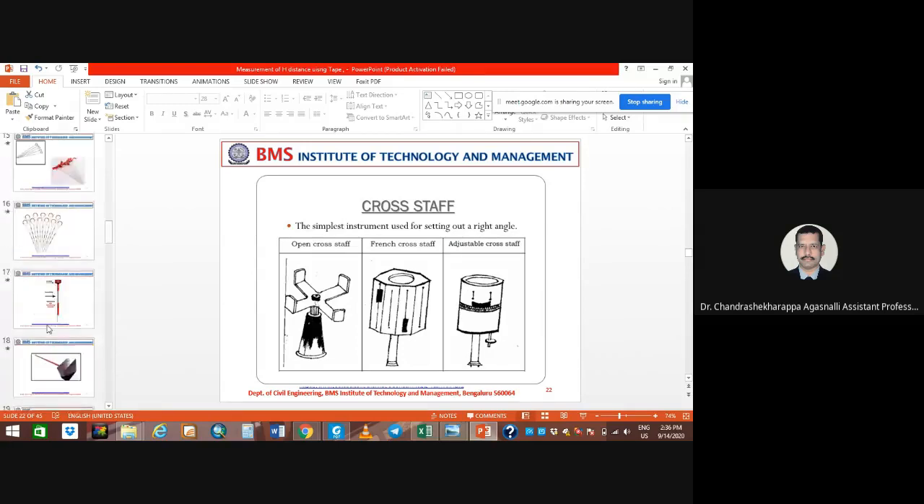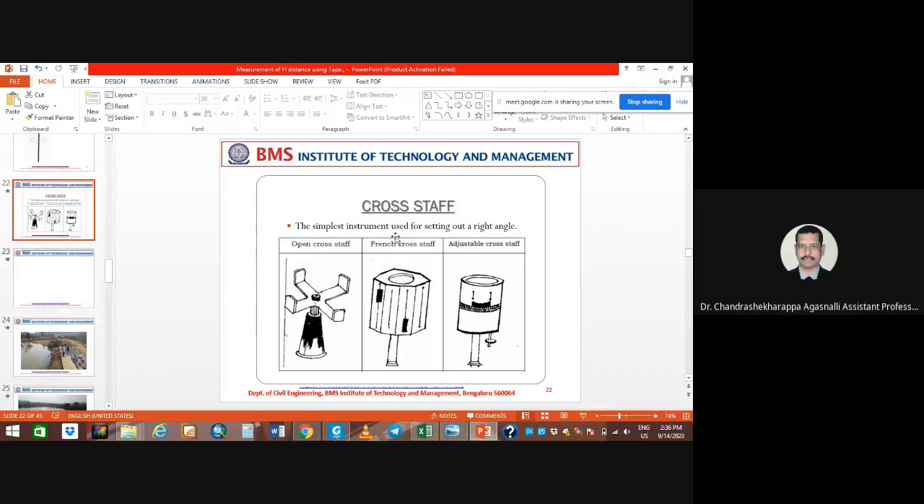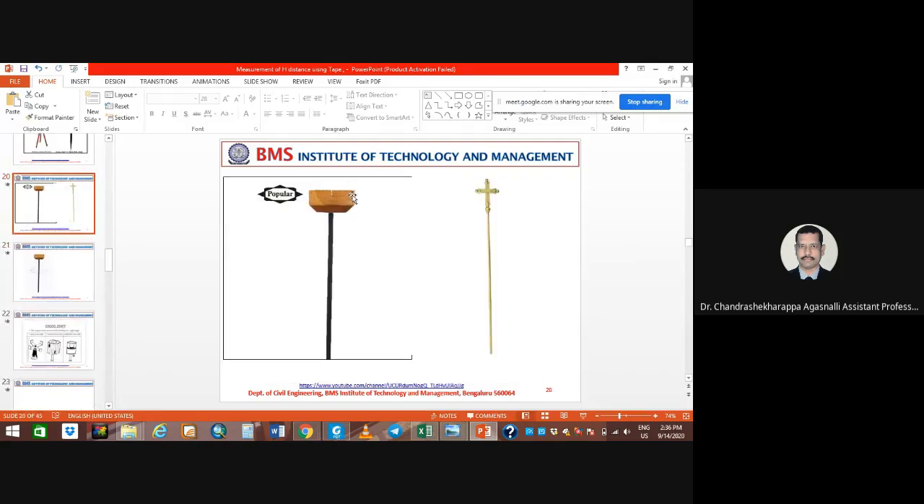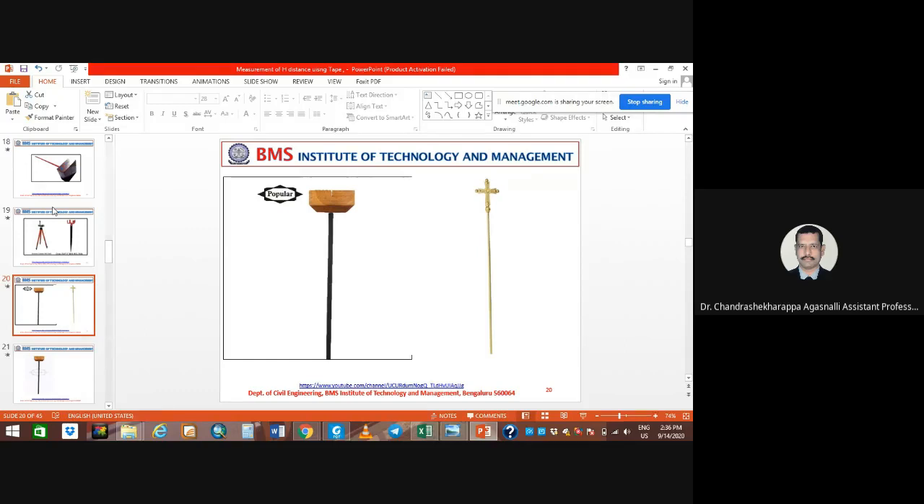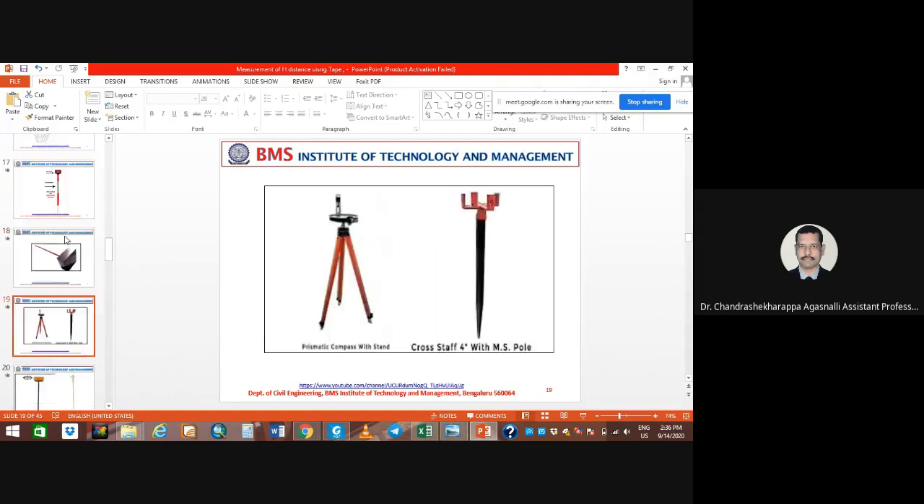Yeah, these are all the different instruments, the simplest instrument for setting up right angles. There are also open cross staffs. This is the open one, and a French one. Some people use the adjustable cross staffs. What I showed, most people use only the wooden one, easy to carry and lightweight. Those are the basic things.